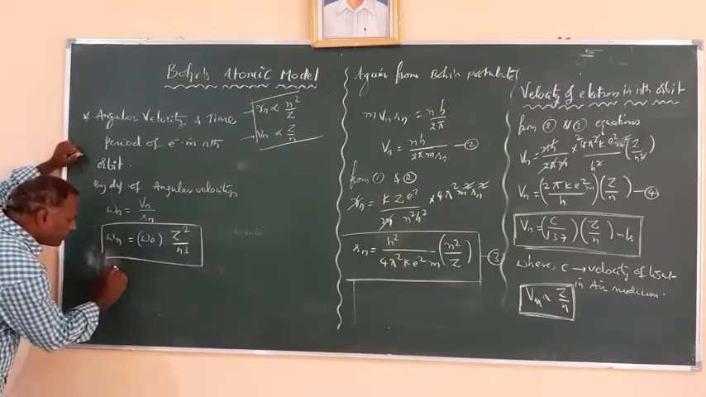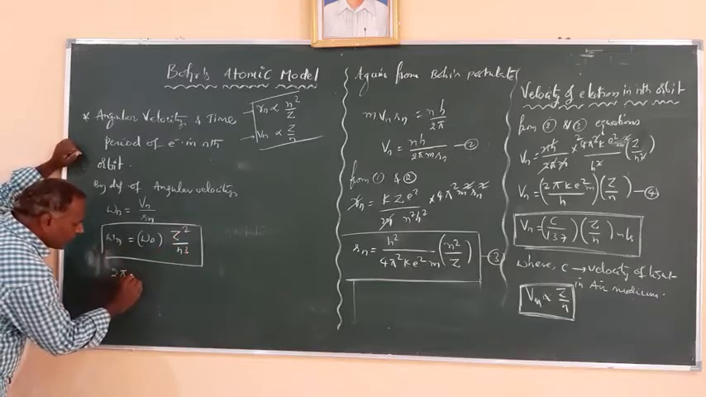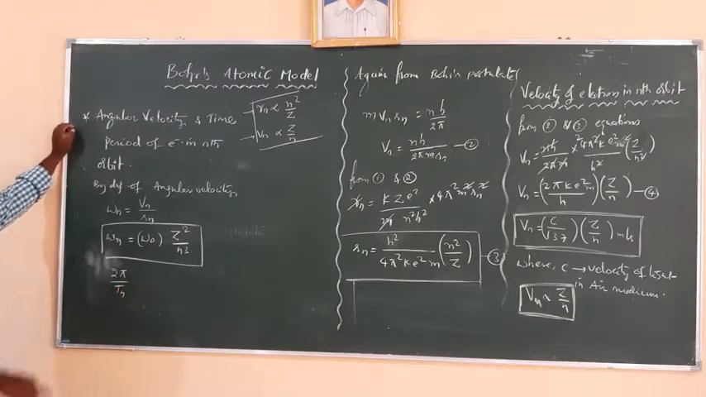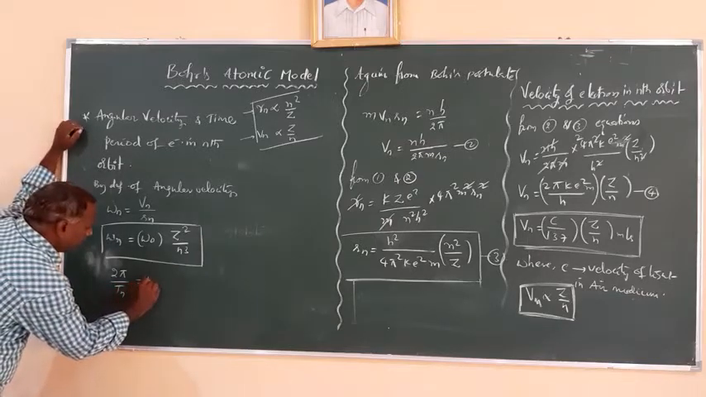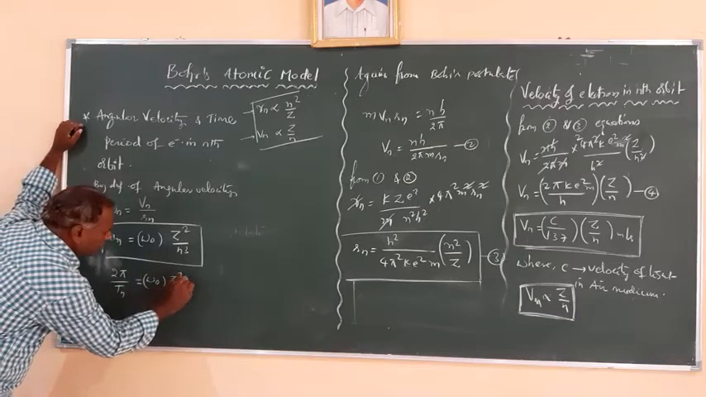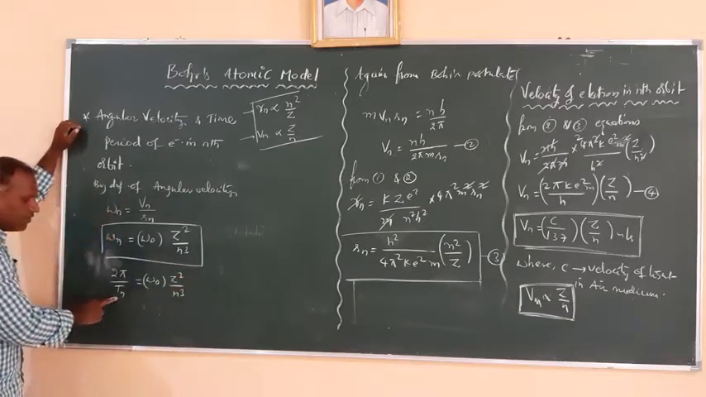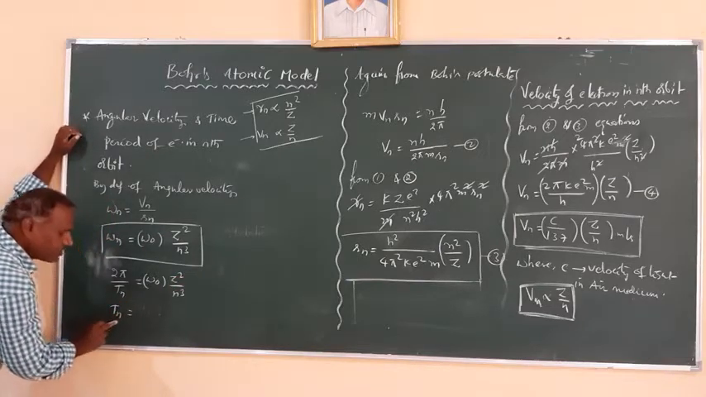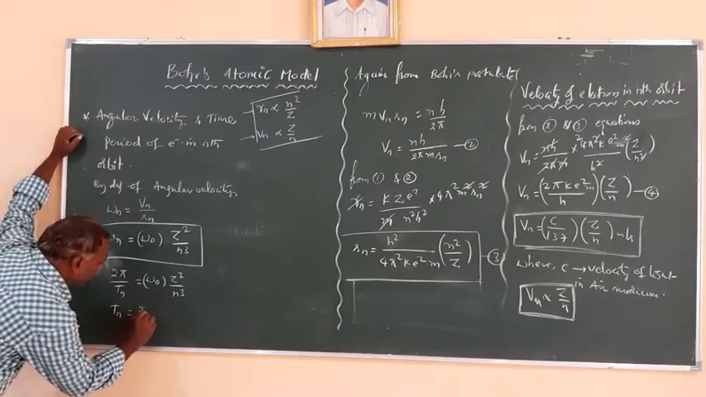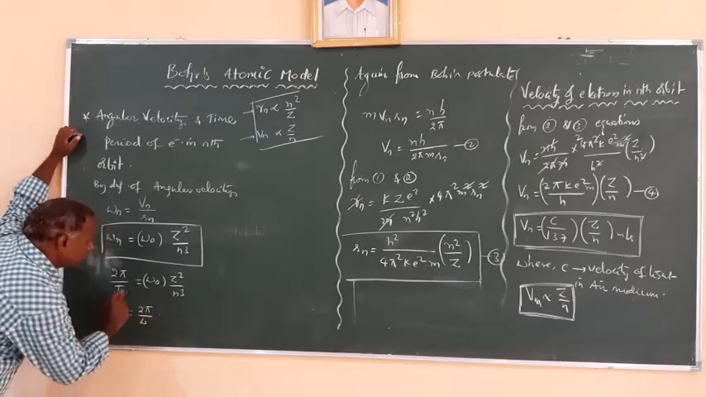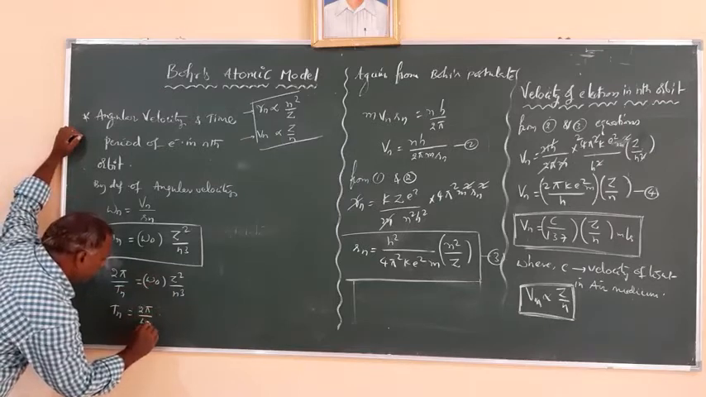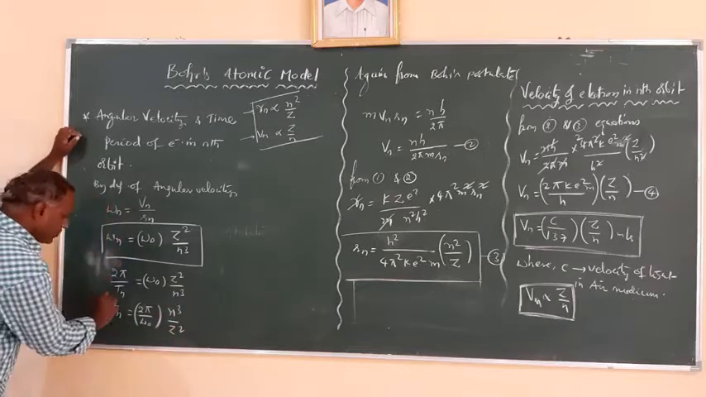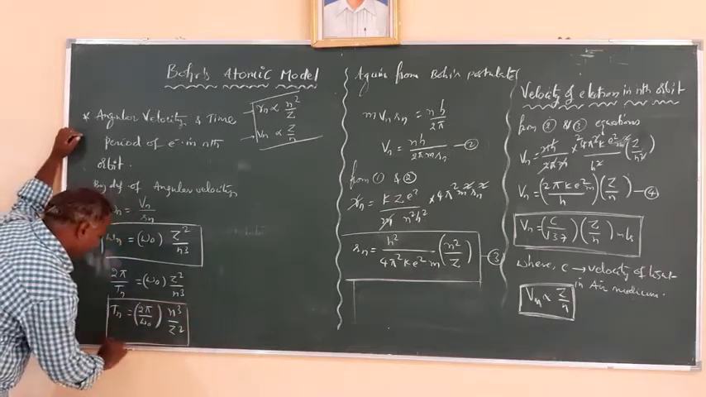Similarly, omega n you can also write as 2 pi by Tn, the time period of electron in nth orbit. So this is omega naught into Z square by n cube. Tn, the time period of electron in nth orbit, is given by 2 pi upon omega naught times n cube by Z square. This is the other observation we have here.